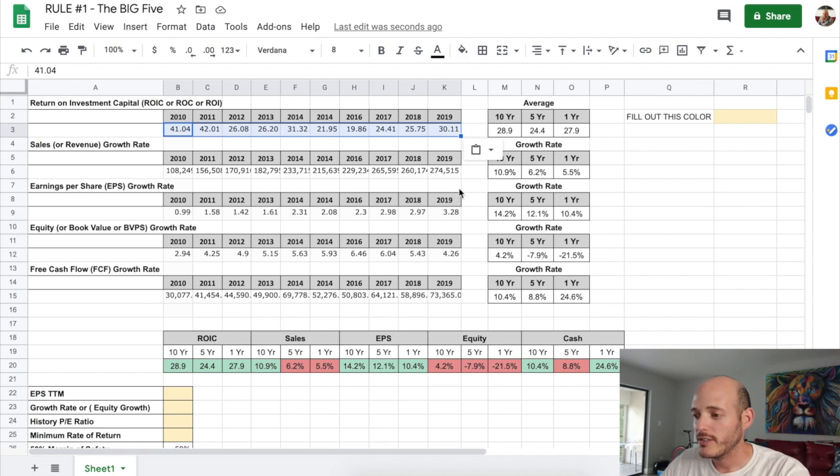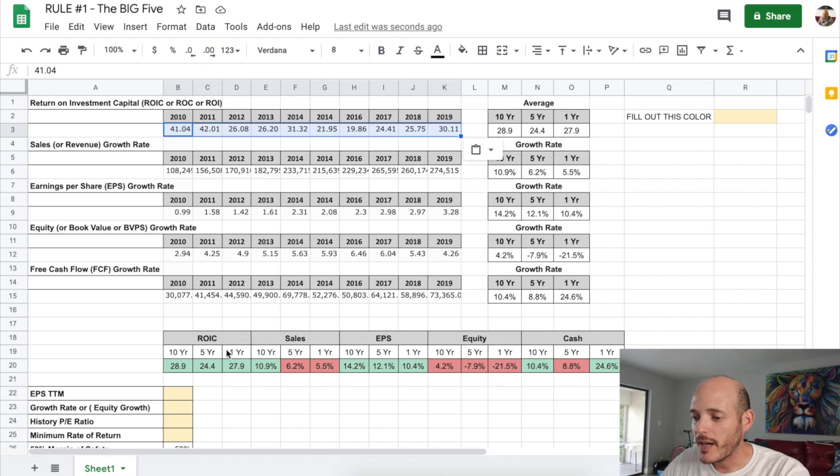And you can see here, basically, out of these 10 years, it gets the 10-year average, the 5-year average, and the 1-year average. And then the growth rate for sales, it gets the 10-year growth rate, 5-year growth rate, and the 1-year growth rate. The same thing with earnings per share and the equity or book value per share. Same thing with the free cash flow. It gets your 10-year, 5-year, and 1-year growth rate.